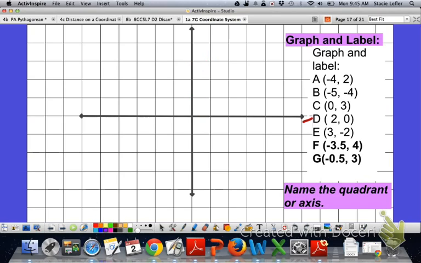Okay, D is at positive 2, 0, so I go to the right 2, and then it does not go up or down on the y-axis, so it is right there, and we can't say it's in a quadrant, we would say it's on the x-axis. Don't forget to label it. Okay, E was a positive 3, so we went over 1, 2, 3 to the right, and negative is down 1, 2. And label it E, and it's in quadrant 4.